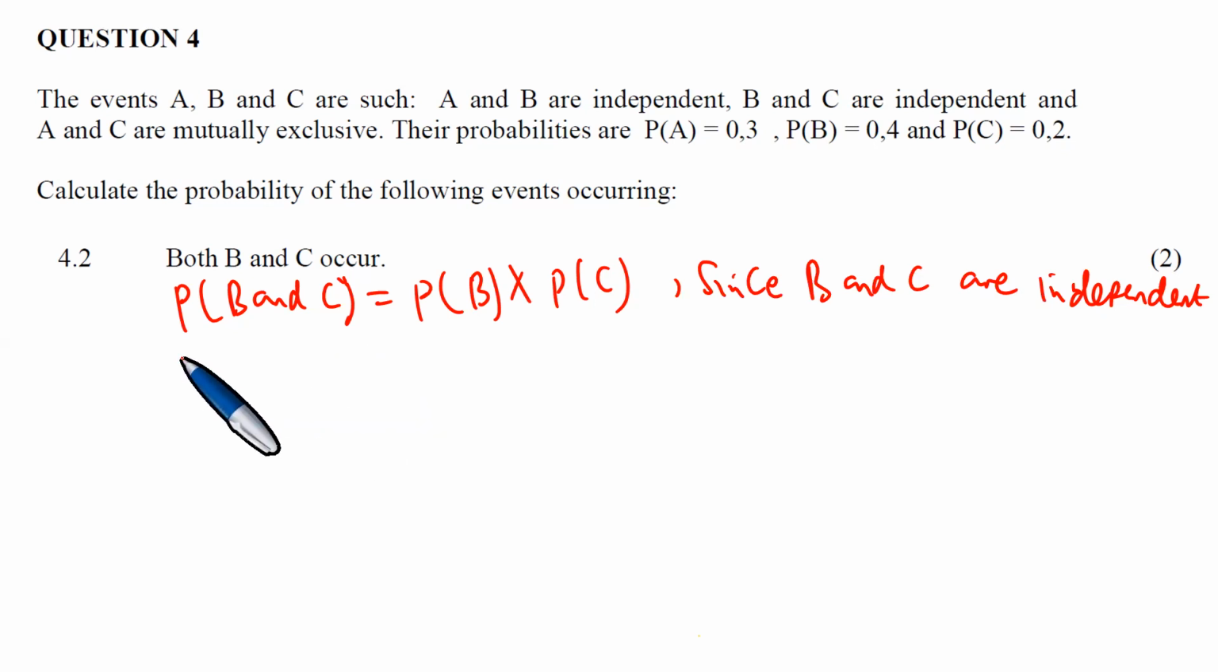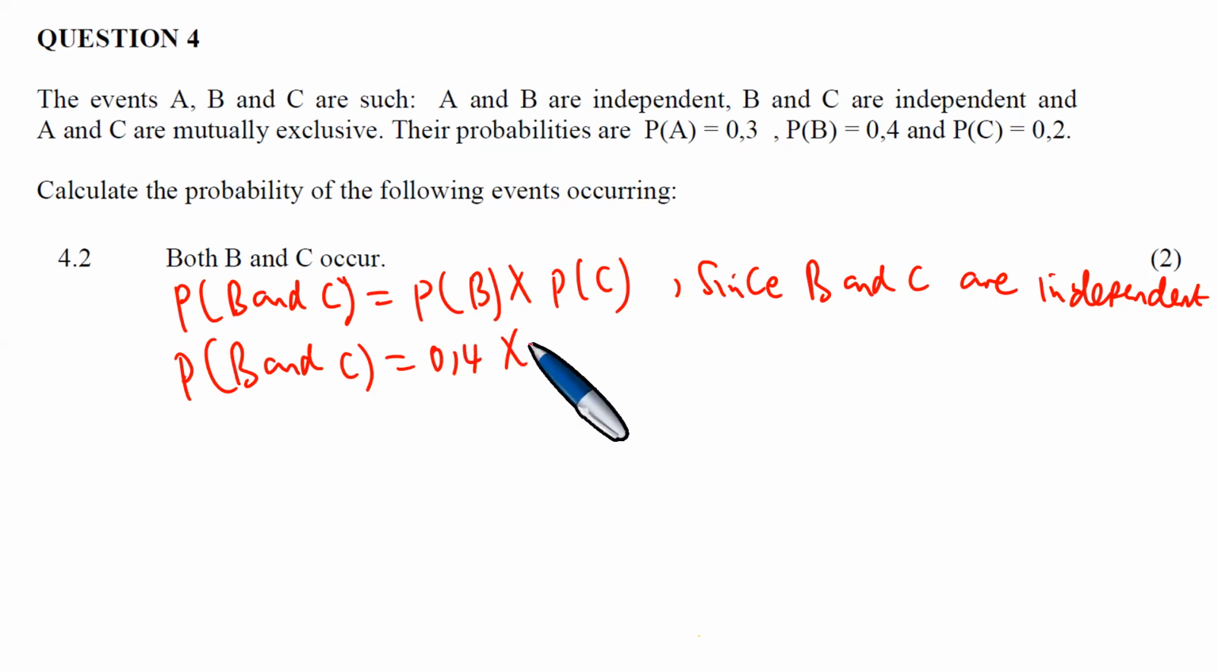So now we do the calculation here. The probability of B and C, then you have the probability of B, which is 0.4, times the probability of C, which is 0.2. Right, so you multiply this, which becomes 0.08. So the probability of B and C.